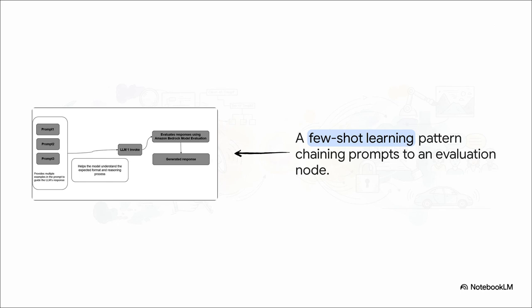Take a look at this few-shot learning pattern. Notice how we aren't sending prompts 1, 2, and 3 directly back to the user. Instead, after the LLM invocation, the response funnels through an Amazon Bedrock model evaluation node. This acts as an absolutely crucial quality assurance checkpoint. It scores the generated output for faithfulness, coherence, and accuracy well before the end user ever sees it. If it fails the evaluation, it simply doesn't pass through. This kind of evaluation node is the foundation of building true enterprise-grade reliability into your generative AI workflows.